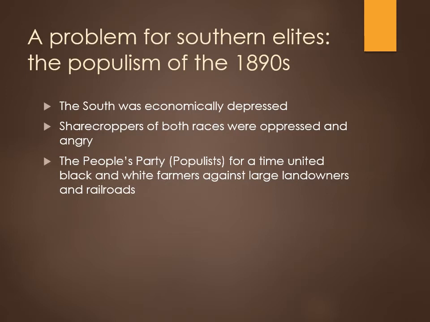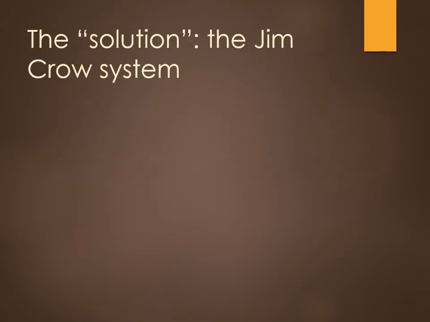And for a time, there were signs that black and white farmers might be ready to unite with each other against the elites. Now, if you remember Bacon's Rebellion, you should be able to predict what the response was. The quote-unquote solution to this was a new system of rigid racial segregation, which we know as the Jim Crow system.